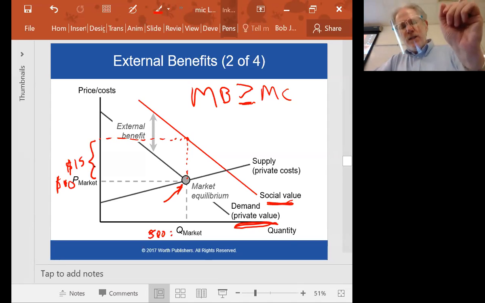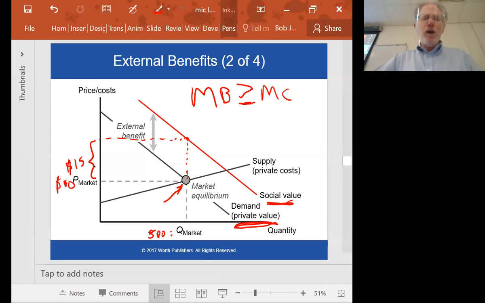So when somebody gets a shot, that person benefits, but other people in the community collectively get a $15 benefit as well. The problem is the consumer says, I'm willing to pay for the benefit I get, but I'm not going to pay for the benefit somebody else is getting. And so for that 500th person, the benefit to them of getting it is only $10. The benefit to society as a whole is $25.